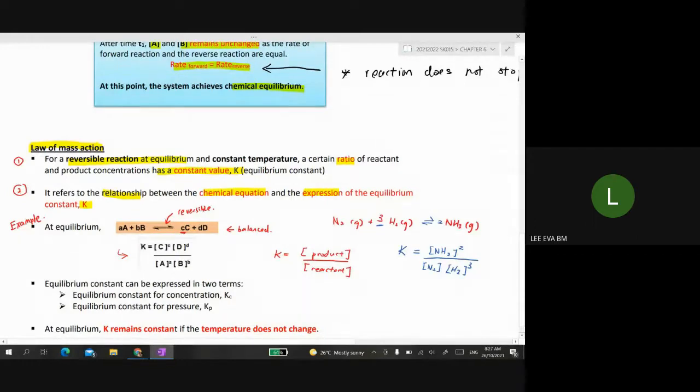But it will be represented by this general formula: [C]^c[D]^d over [A]^a[B]^b. That is your K expression. You can note it down here. This is your K expression, or the expression of the equilibrium constant K.